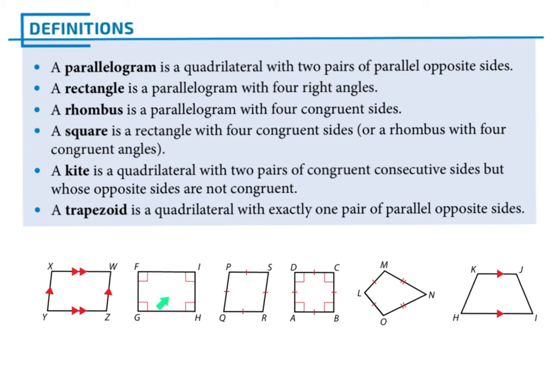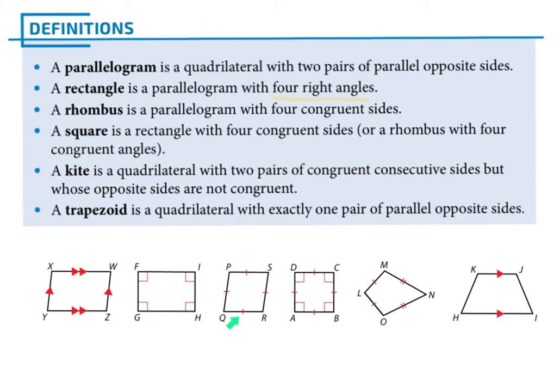A rectangle. Well, a rectangle is a type of parallelogram. You will notice that in a rectangle, the 2 opposite sides are indeed parallel. But this is a more specific type of parallelogram. This is a parallelogram that has 4 right angles. Okay, and so we're getting a little more specific. A rectangle has 4 right angles as well as the parallel sides.